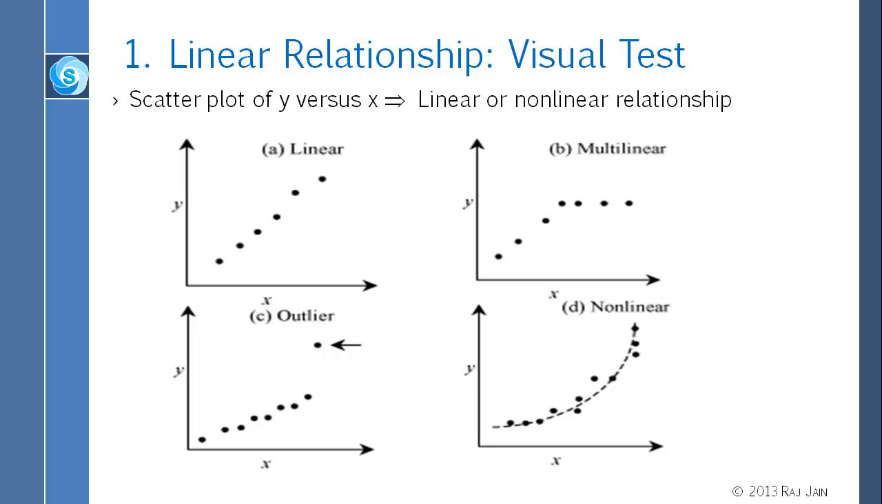This looks like a line except for this point. So maybe we should go back and check that point out as to why it is different. And then try to fit a model that really takes care of that difference, that reason why it is different, before we try to fit one straight line which goes to all the points. And this is clearly nonlinear. Then you should not be doing the regression.